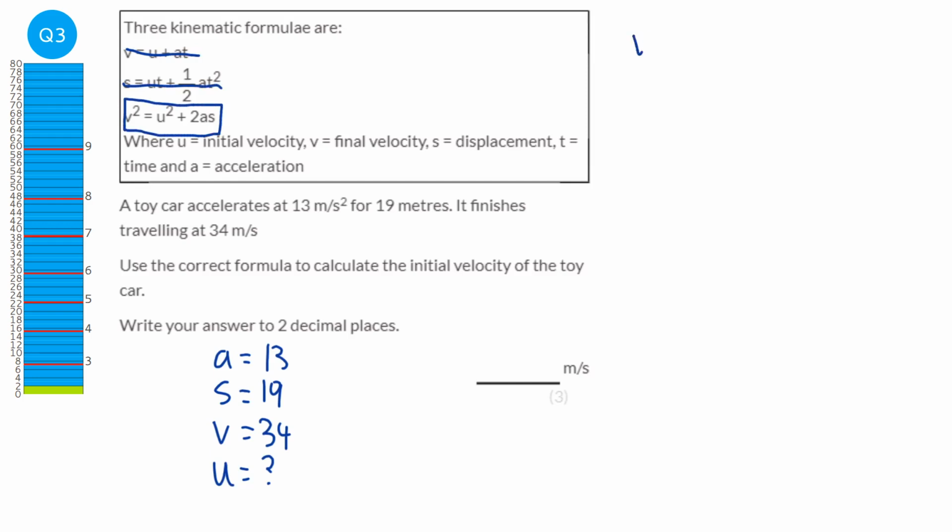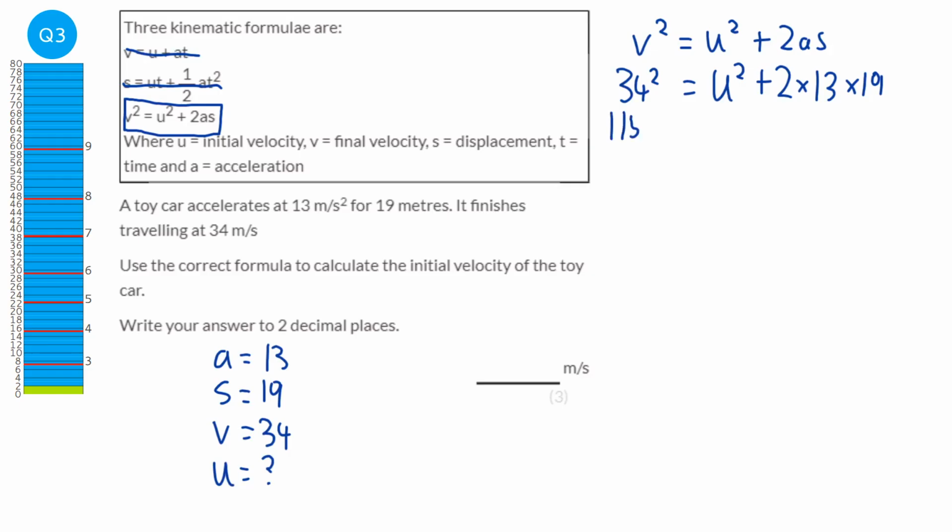So let's write that out. v squared equals u squared plus 2as. So that would be 34 squared equals u squared, because that's the one we're looking for, plus 2 times 13 times 19. Okay, so let's just work these parts out. And so we've got 2 times 13 times 19, which is 494.